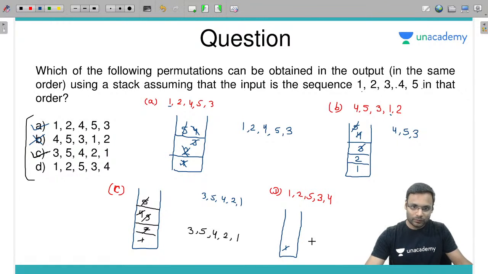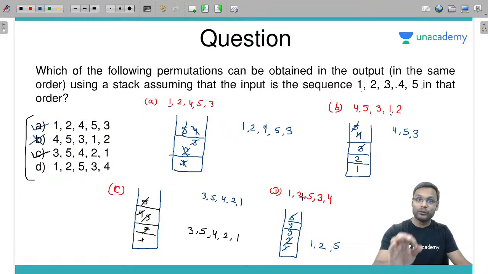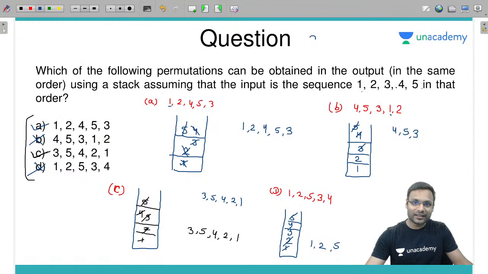So push 1, pop 1. Then I need 2. Push 2, pop 2. Then I need 5. Okay. So 3, 4 and 5 inserted. 5 popped. Yes. Then you need 3, but no, I can pop only 4, but you need 3, not possible. After 5 you can have 4, 3 only, but they wanted 3, 4. Wrong, wrong, wrong. So A and C are the valid ones.